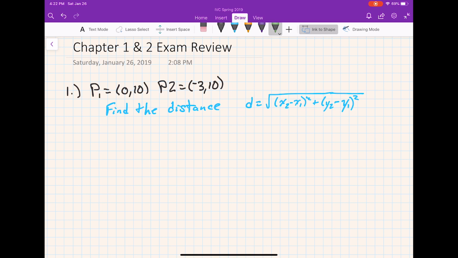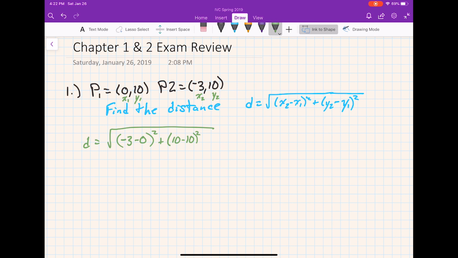All right, so let's define our x2 and x1. I'll pick this point to be x2, y2 because it's point 2 anyway, and I'll make this one x1 and y sub 1. So I'm just going to plug these numbers into our distance formula. Let's take the negative 3 minus 0 and square that, and then add the 10 minus 10 and square that, and this is all under the radical. All right, so this is our distance.